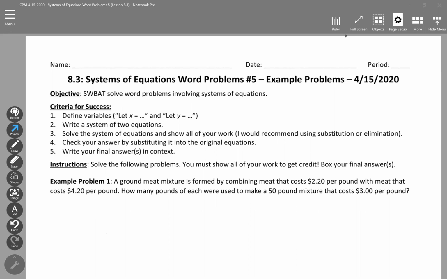Okay, so let's go ahead and dive right in. We've seen these criteria for success before, so let's look at example problem 1 and make sure we're meeting all those criteria. Example problem 1 says a ground meat mixture is formed by combining meat that costs $2.20 per pound with meat that costs $4.20 per pound. How many pounds of each were used to make a 50-pound mixture that costs $3 per pound?